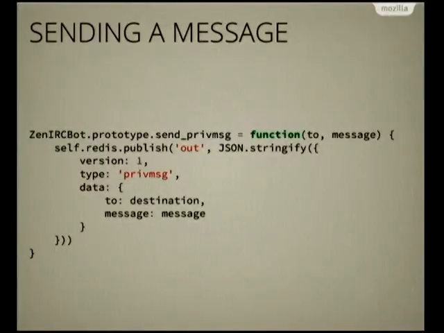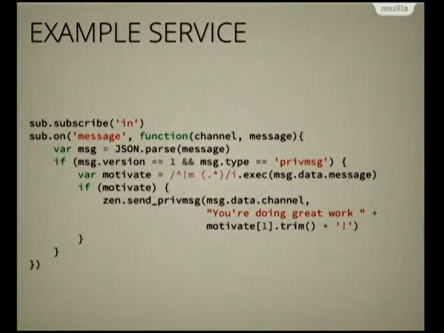Sorry, I changed this code a little bit ago for the example to make it shorter, and I lost a little bit of stuff, so it doesn't actually run. Anyway, an example of using that though: you have a Redis connection, you subscribe to it. In this one, we're subscribing to the channel in. This is where ZenIRCBot dumps everything that comes in from IRC.